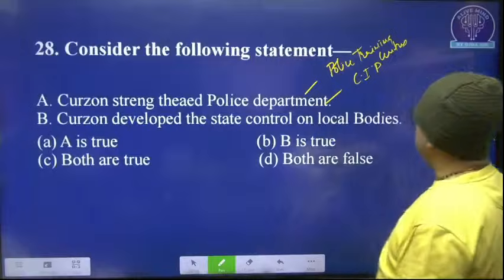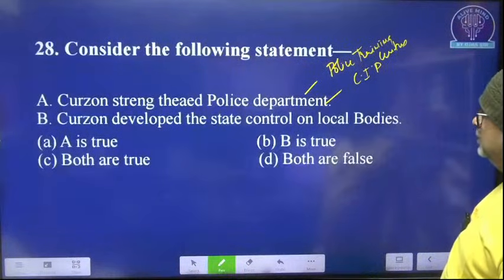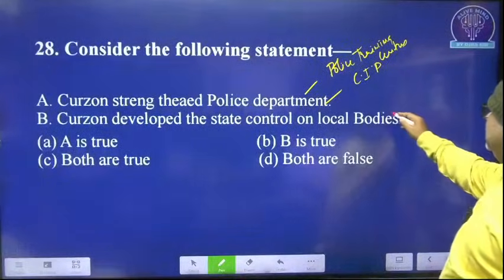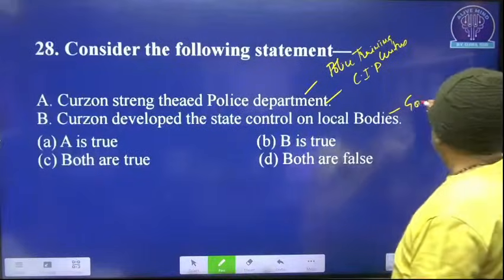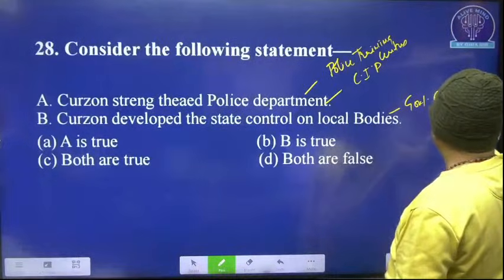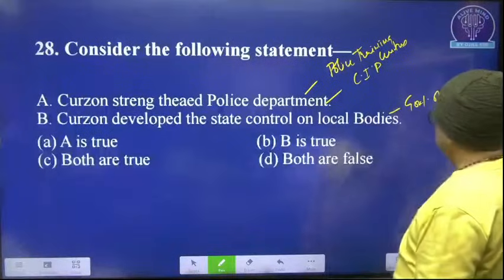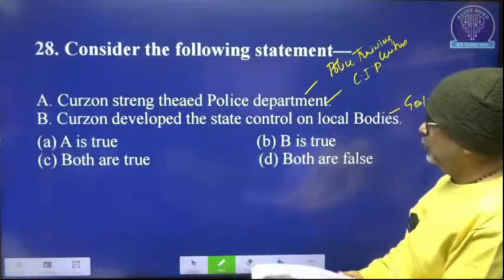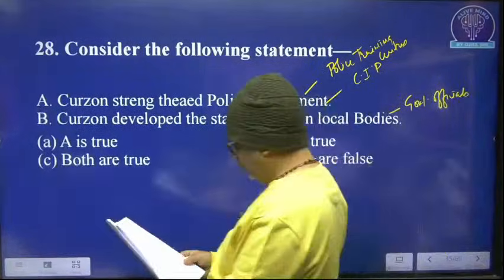Curzon developed state control on local bodies, yes, by increasing government officials in local bodies. So both 28 are true.